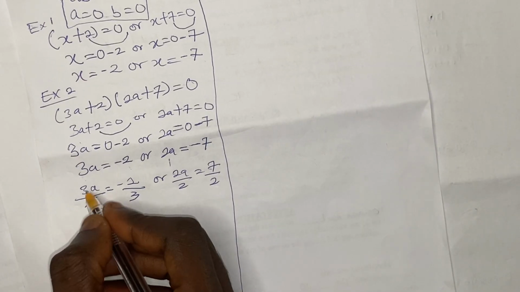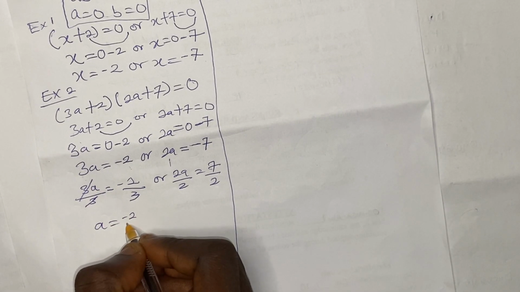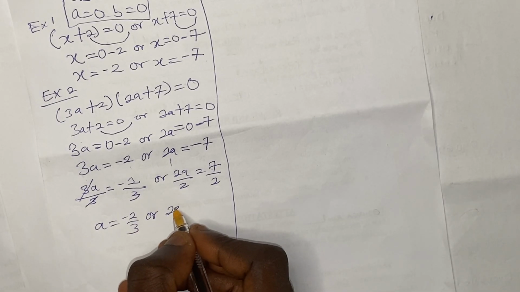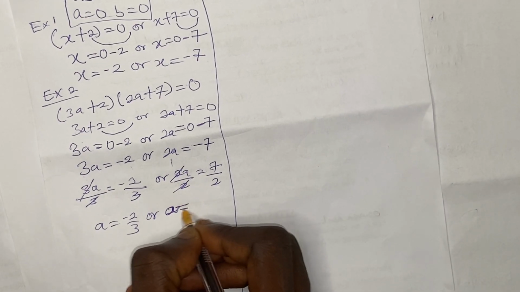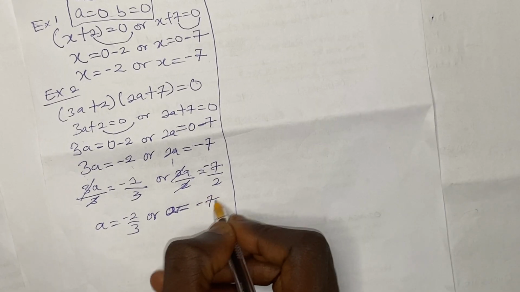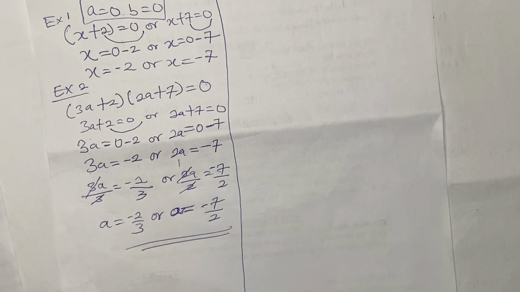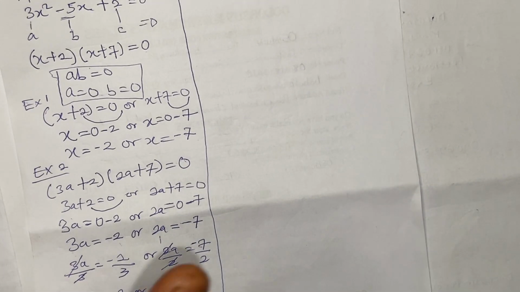So 3 will cancel 3 here. My a is equal to what? Minus 2 over 3, or 2 cancels 2, and my a is equal to what? Minus 7 over 2. Do we get the question now? So that is how you solve questions of this type.